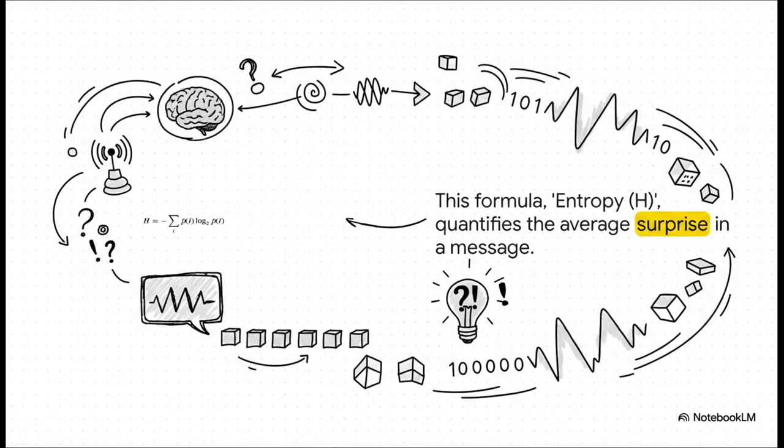Shannon captured this whole idea in his famous formula for entropy, which you can see here labeled with an H. Now, don't worry, you don't need to solve the equation to get the big idea. This is just the tool that lets us put a number on the average amount of surprise, and therefore, the average amount of information in any message out there.